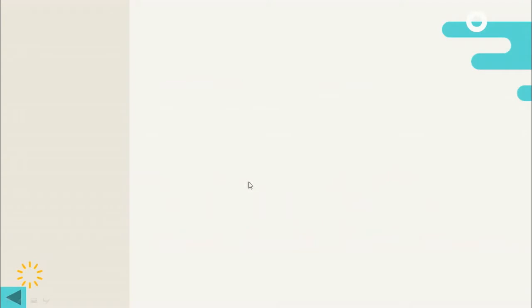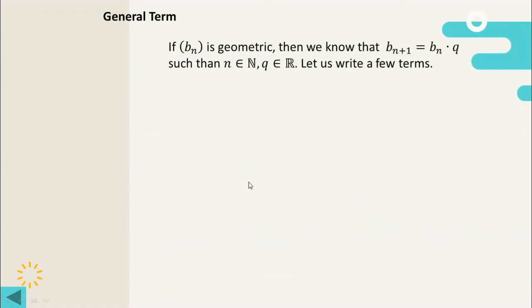Okay, now we enter the general term of a geometric sequence. What is the general term of the geometric sequence? If Bn is geometric, then we know that Bn plus 1 equals Bn times k, such that n is an element of the natural numbers and k is an element of the real numbers.